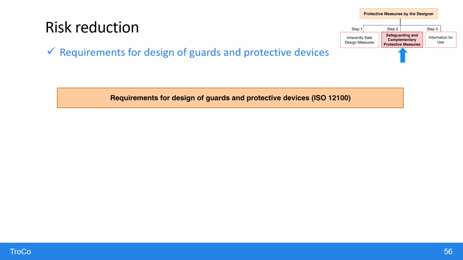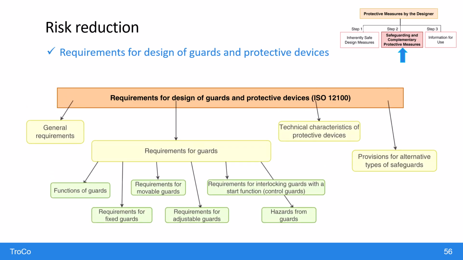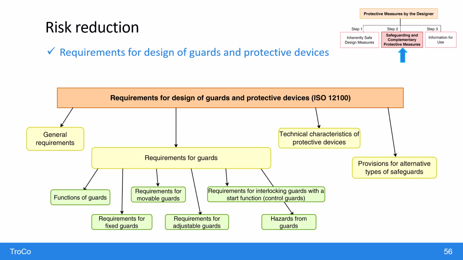This diagram highlights the key points from ISO 12100 on the design requirements for guards and protective devices. These include general requirements, specific requirements for guards, technical characteristics of protective devices, and provisions for alternative types of safeguards.